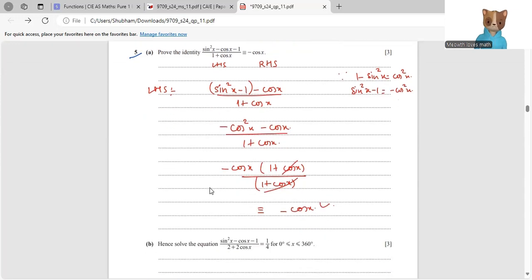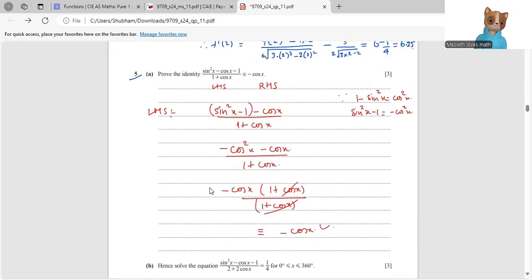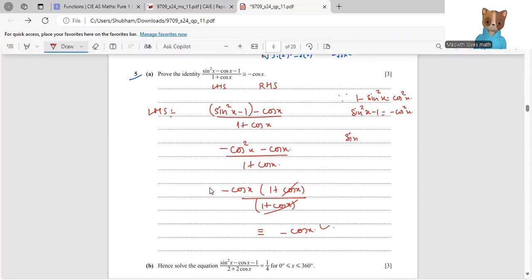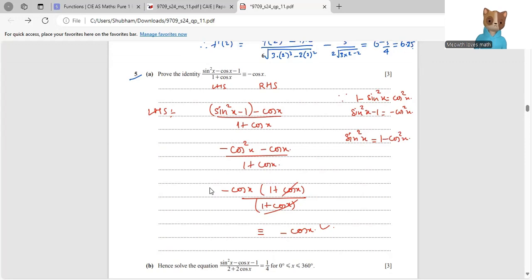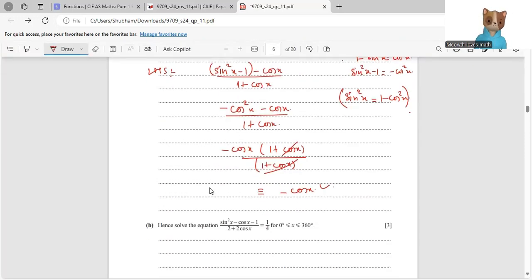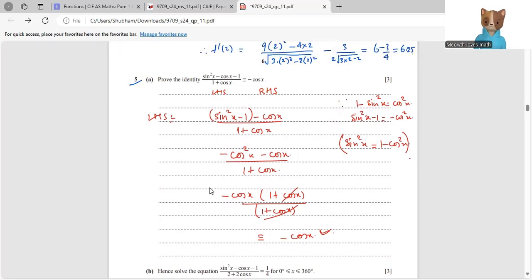All right. You can also do it by writing sine square x as 1 minus cos square x. That way also you can do it. You'll get the same answer. So there is no hard and fast rule that you have to follow what I am doing, but I'm just giving you the best approach.